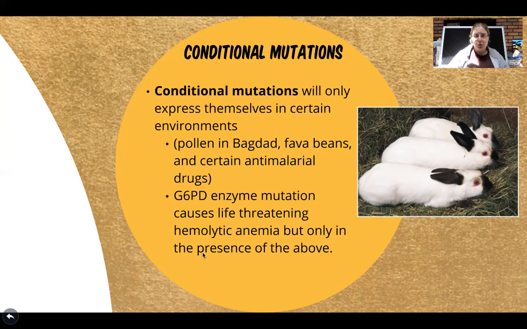But in the presence of one of these, either this particular pollen or fava beans or certain anti-malarial medications, then what they notice, sorry, the sun's getting in my eye, is that it causes this mutation to activate. And what happens is hemolytic anemia. Now, this is very dangerous because it can actually cause the blood cells to burst. They can actually start bursting and dying. So it is a very life-threatening, potentially fatal outcome.